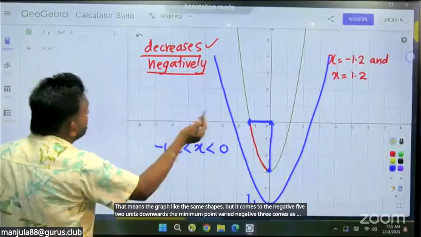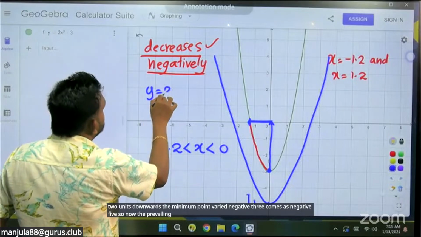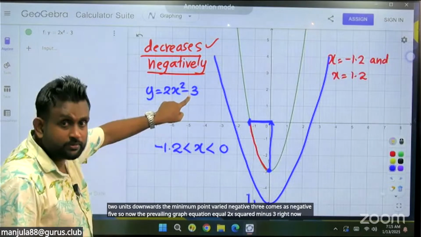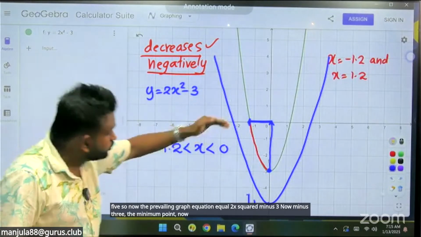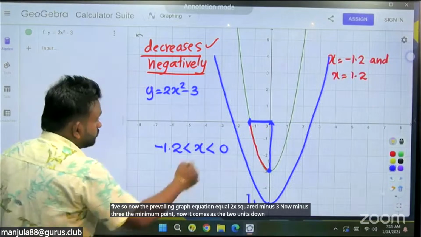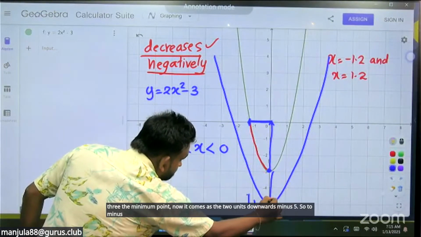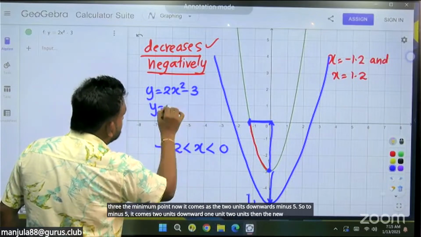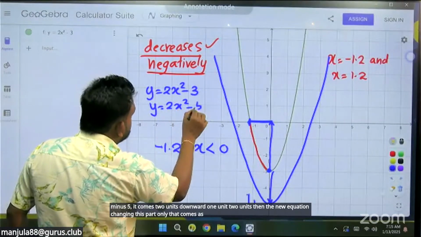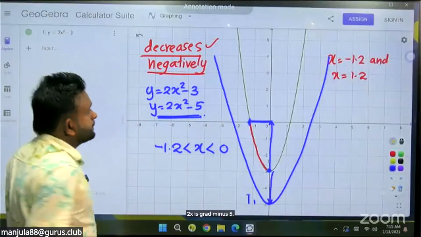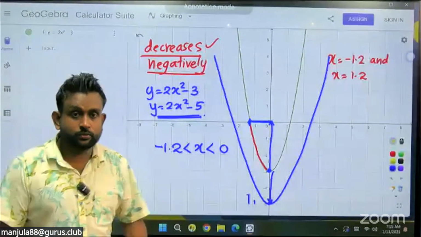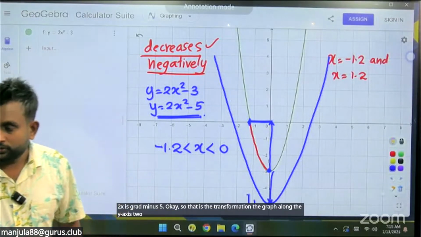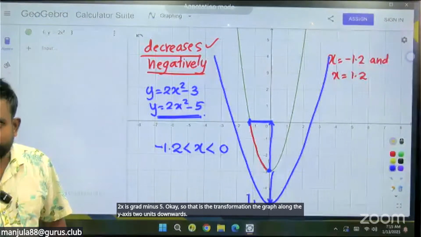So now the existing graph equation is y equals 2x squared minus 3. The minimum point is negative 3, and now it comes 2 units downward to negative 5. Then the new equation, changing this part only, becomes y equals 2x squared minus 5. So that is the transformation of the graph along the y-axis, 2 units downwards. Okay, right.